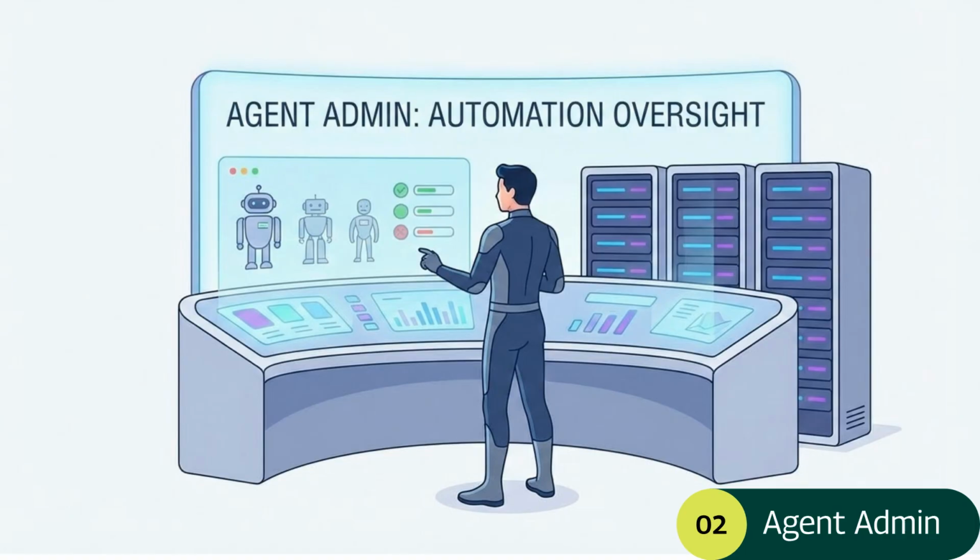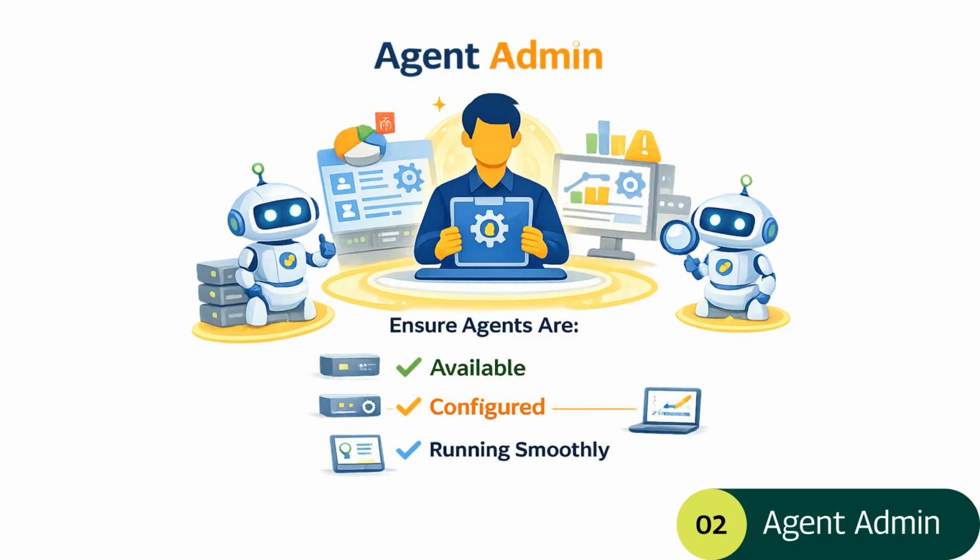Now that we've seen how the admin oversees everything, let's look at another crucial role that keeps automation running behind the scenes: the Agent admin. The Agent admin manages agents, the robots that execute workflows. They don't run workflows themselves, but make sure agents are available, configured, and running smoothly. Let's take a quick look inside AutomationEdge. I'll log in as this role and show you what options and permissions are available in the menu.